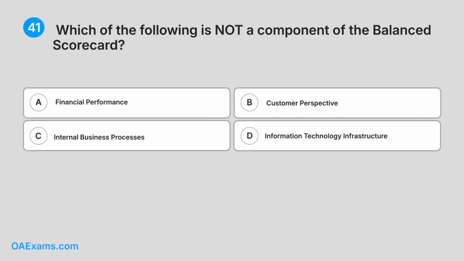41. Which of the following is not a component of the balanced scorecard? A. Financial performance. B. Customer perspective. C. Internal business processes. D. Information technology infrastructure. Do you know the answer?